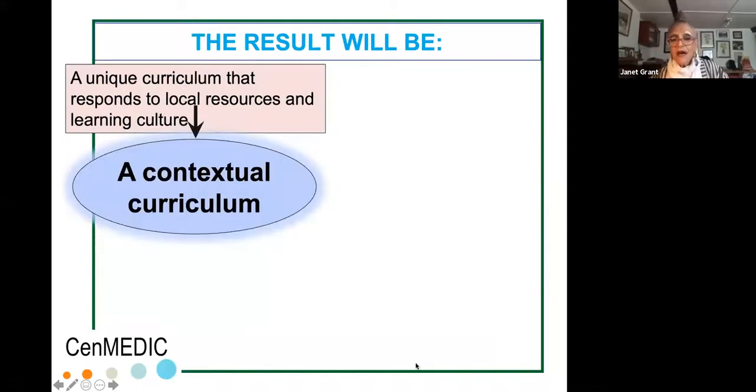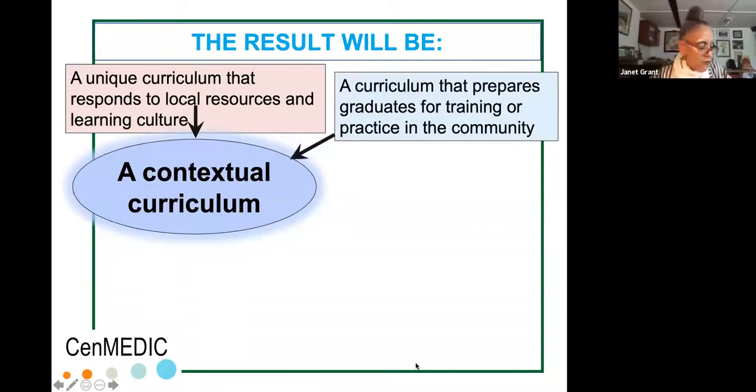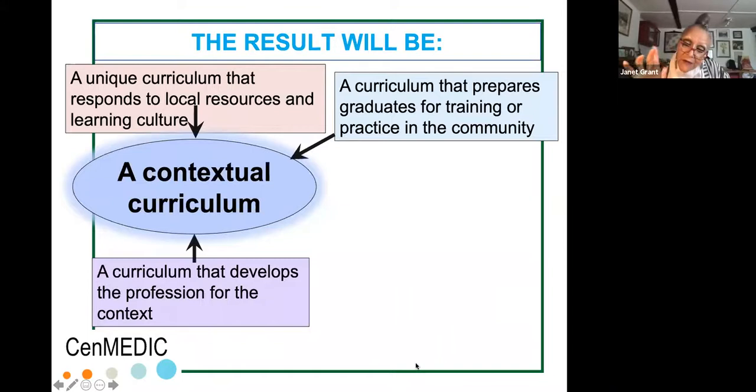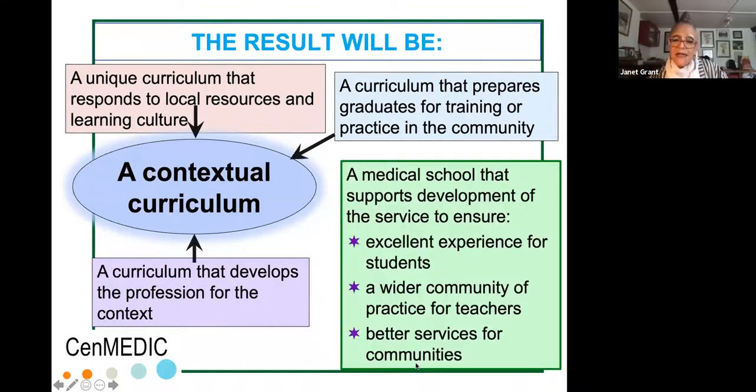So that's it. And the result of that will be your contextual curriculum, a unique curriculum that responds to local resources and learning culture, a curriculum that prepares graduates for training or practice in that community, whatever the community is, a curriculum that develops the profession for the context, a medical school that supports development of the service is what you will have then. And that will be an excellent experience for students, a wider community of practice for teachers, and better services for all communities.